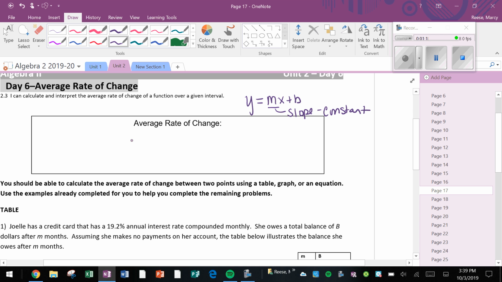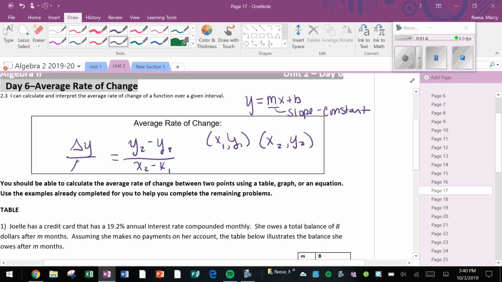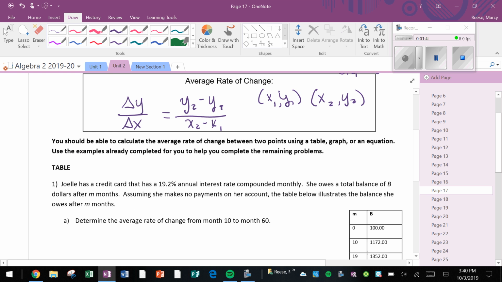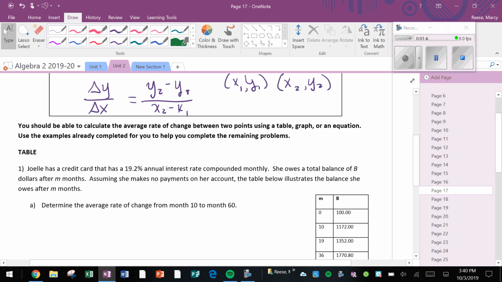We're always going to refer to it as average rate of change. And the formula for that is, when you're given 2 points, x1, y1, and x2, y2, it's the change in y over the change in x. And sometimes you'll see it like this. It's change in y over change in x, that little symbol. So you should be able to calculate the average rate of change between 2 points using either a table, a graph, or an equation.